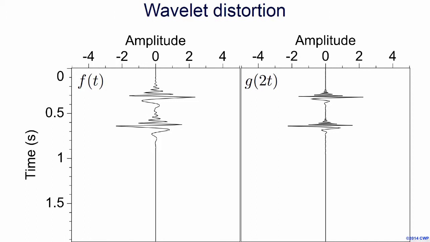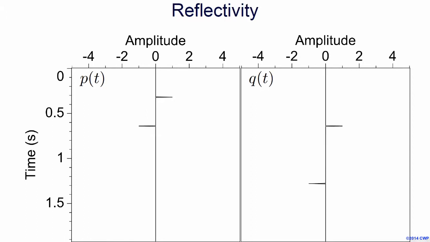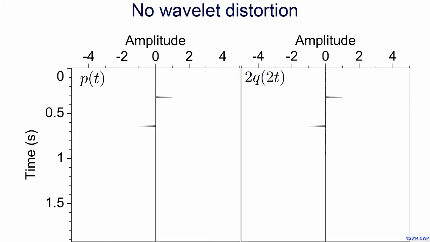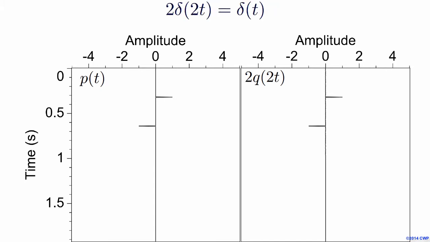Well, let's look at P of t and Q of t again. If we squeeze Q of t to P of t, we would see no wavelet distortion. Now here, when we squeeze, we multiply the squeezed version of Q of t by a factor of 2. And this is simply because when we squeeze the delta function as shown above, we have to multiply by the factor we squeezed by to get back to the original delta function.